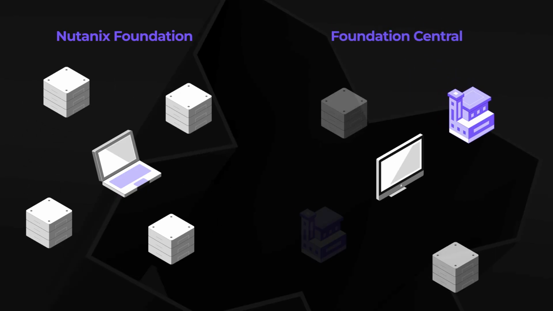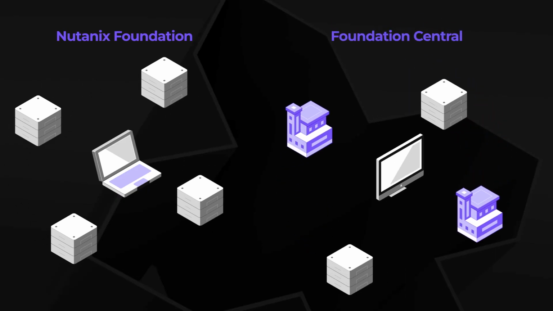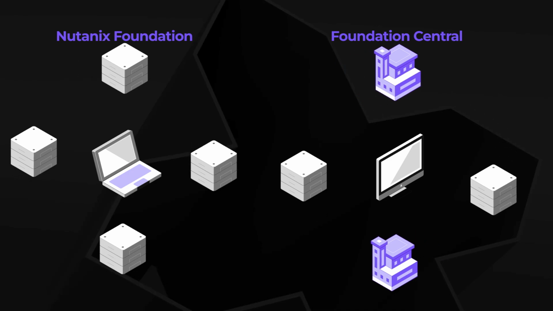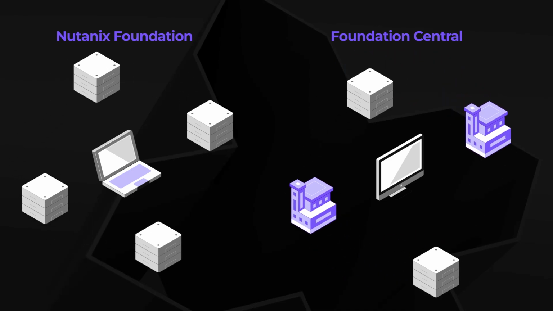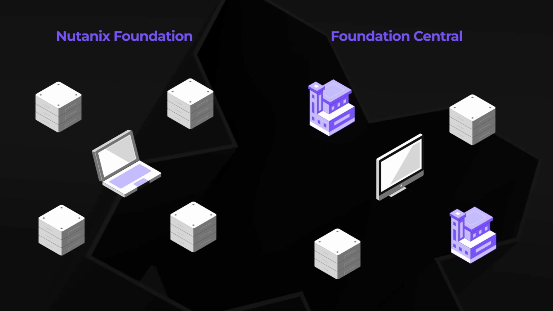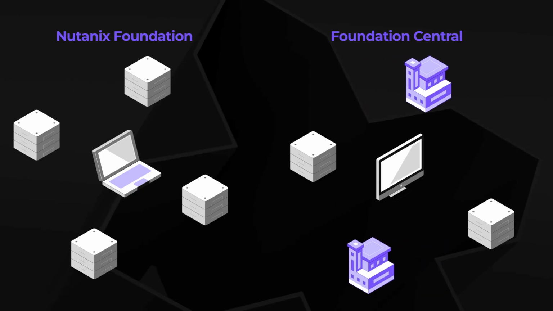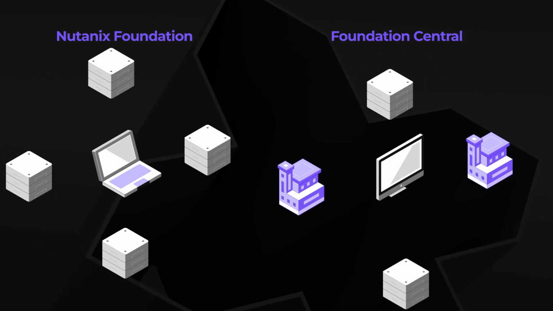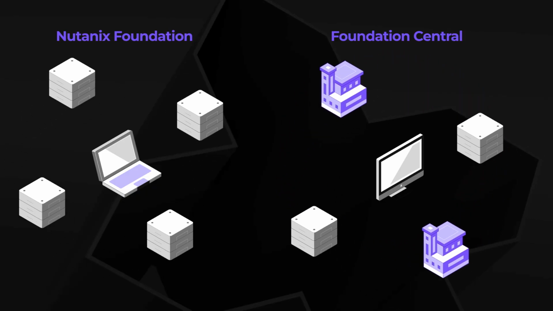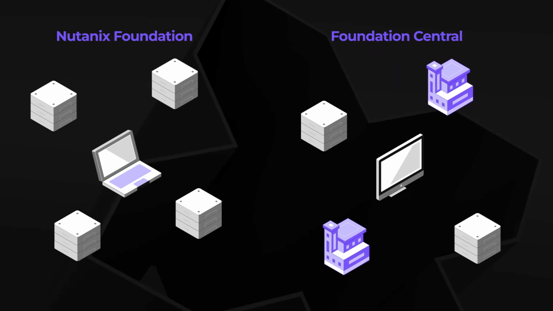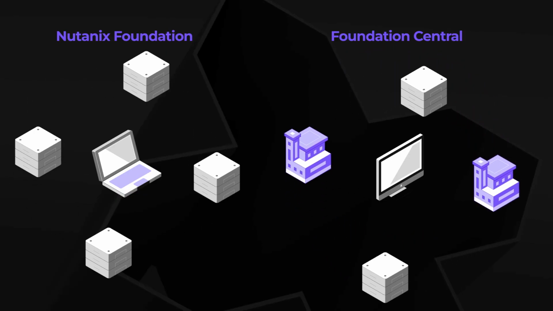Foundation Central, on the other hand, is a centralized service that runs as a microservice within Prism Central. It is built to manage any deployments, locally or across multiple sites, including remote and edge locations. Foundation Central also provides a single pane of glass for large-scale or distributed cluster creation.